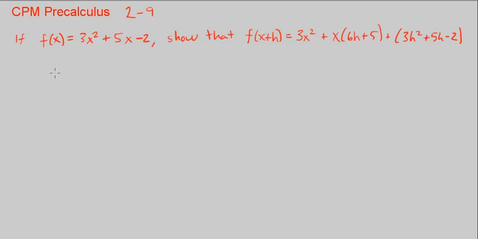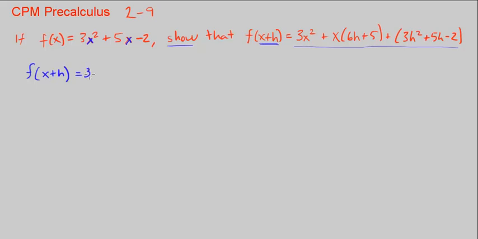Okay, so what we're trying to do here is basically show that if we change the argument in f of x to be x plus h, we get something completely different, which should be exactly this. So let's go ahead and plug in, instead of x into f, the argument x plus h. That means everywhere we see an x here, we want to change it to x plus h.